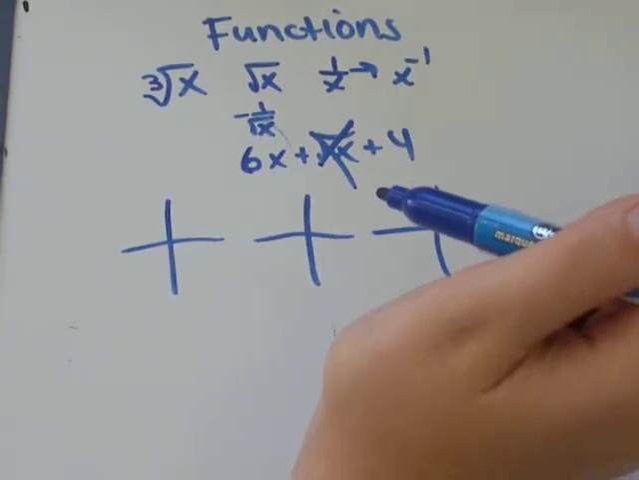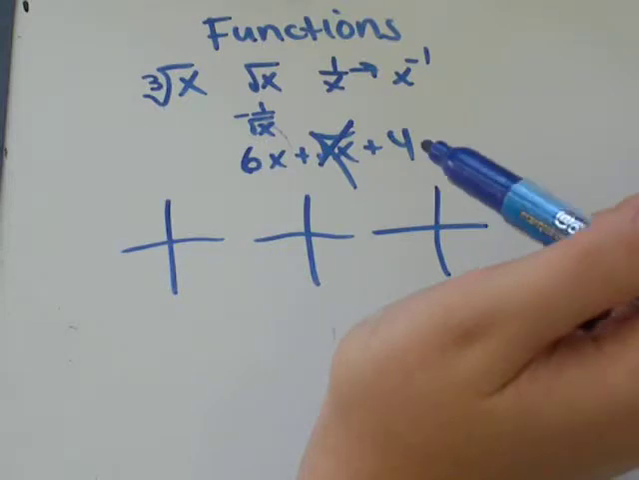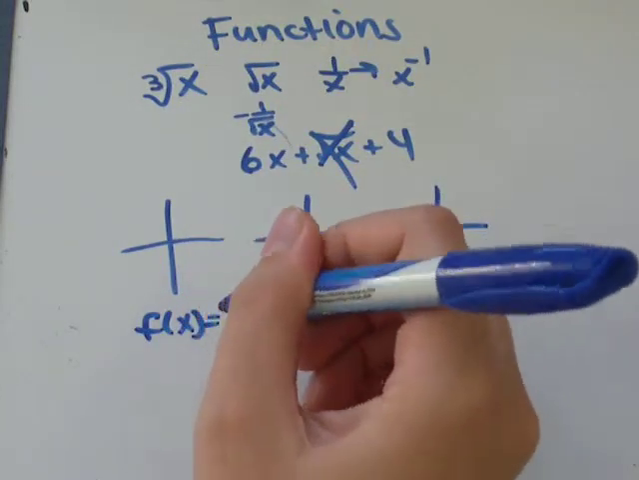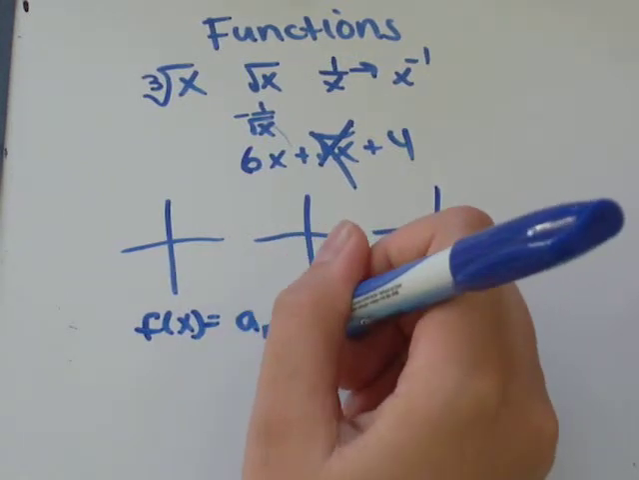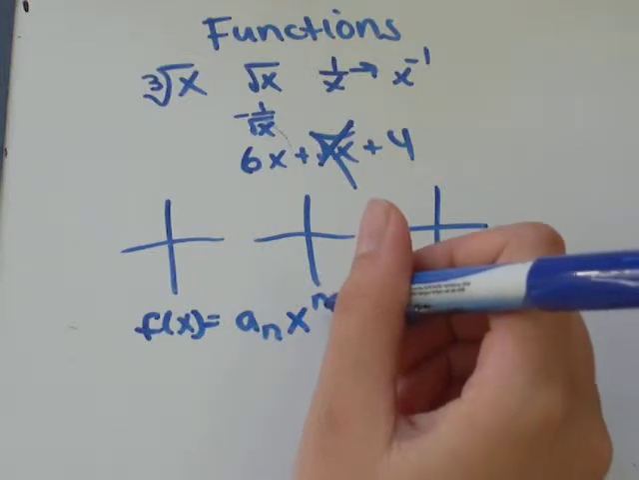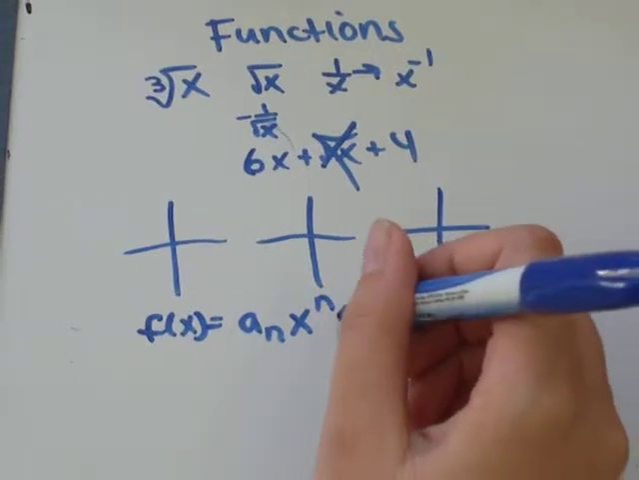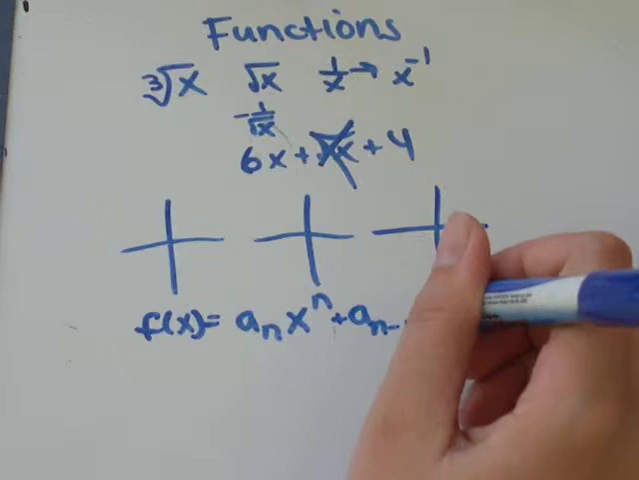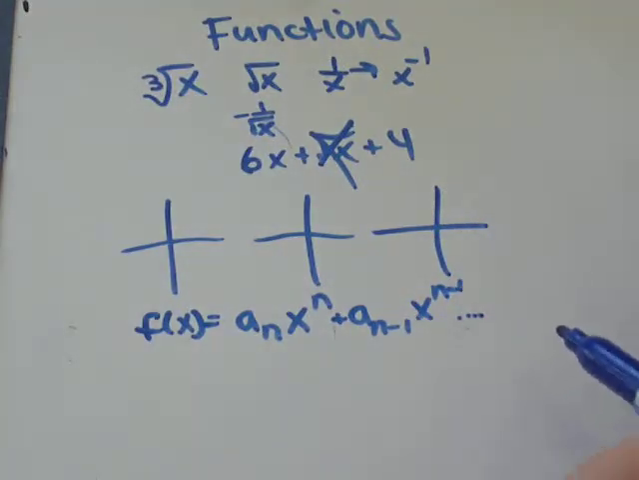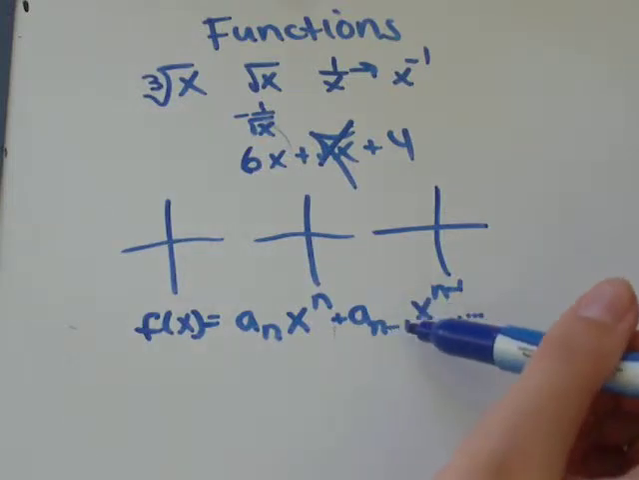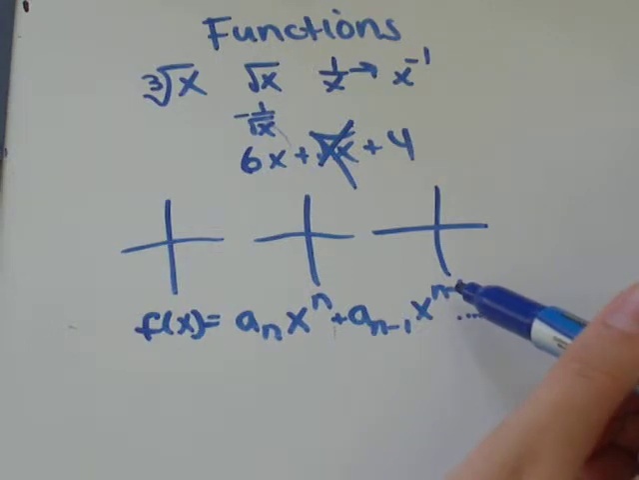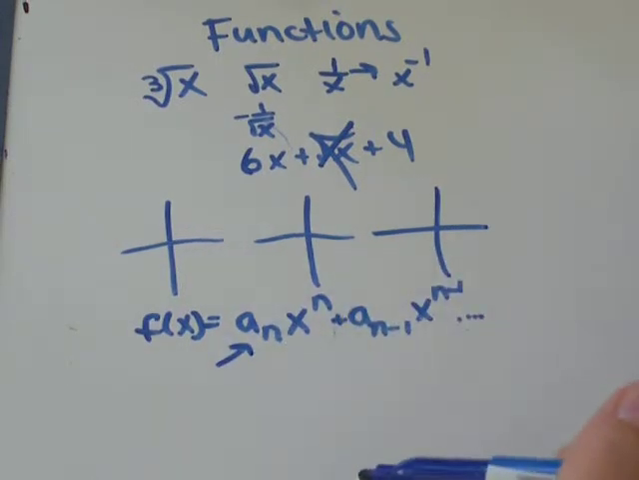So polynomial functions follow a pattern, and they need to follow the pattern. f of x equals some number times x to a number that's not negative and not a fraction up here, plus a sub n minus 1 times x to the n minus 1, etc. The next term will be plus a sub n minus 2 times x to the n minus 2. The a's are the coefficients.